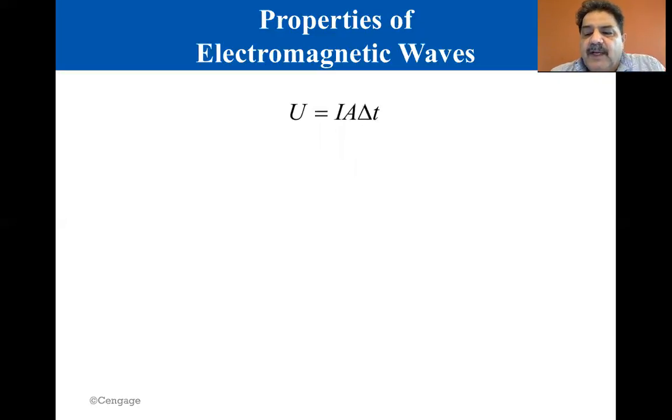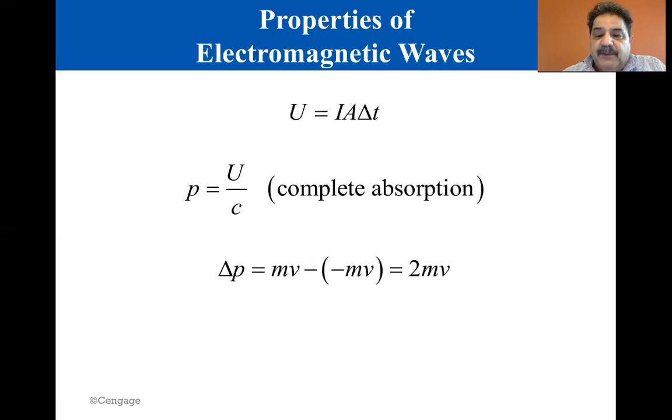When E and M waves strike an area A of an object's surface for a given time delta t, energy is transferred to the surface according to the relationship shown. Momentum is also transferred. That means when an E and M wave hits a surface, pressure is exerted on it. Oops, jumped the gun.